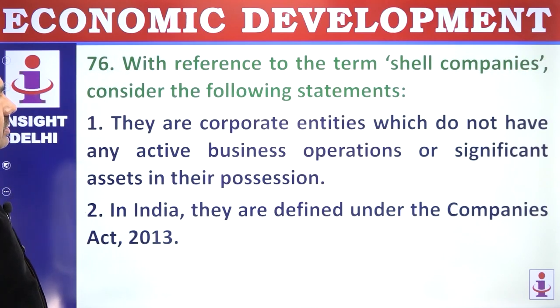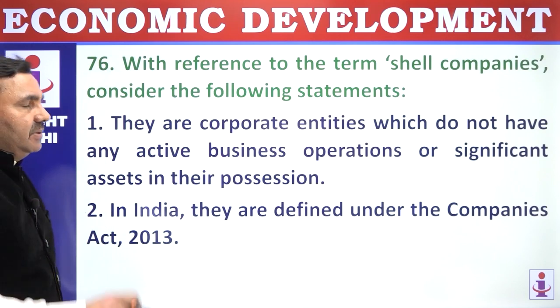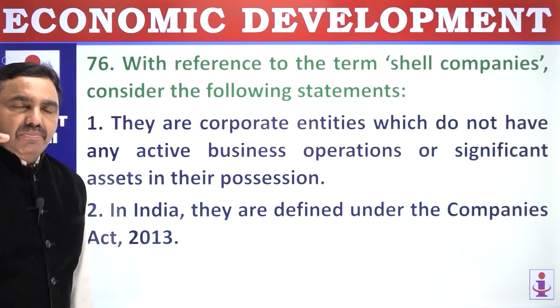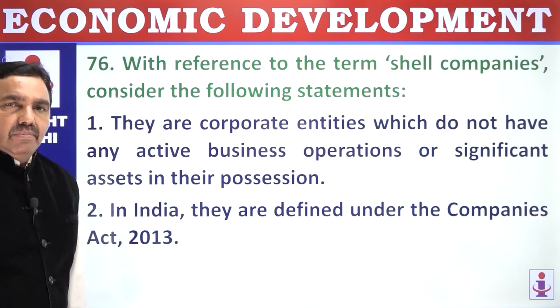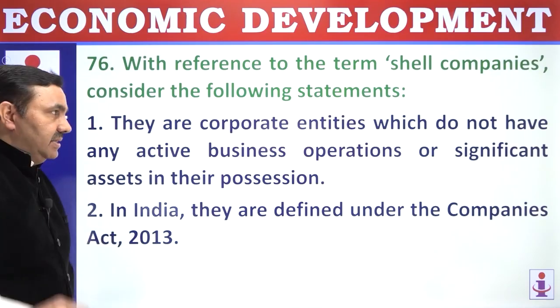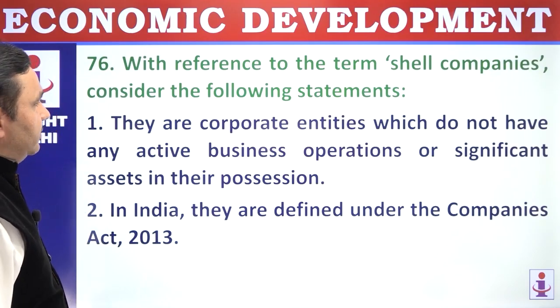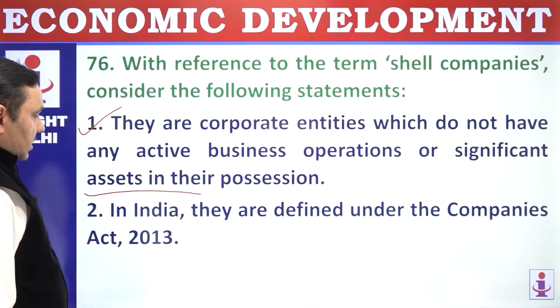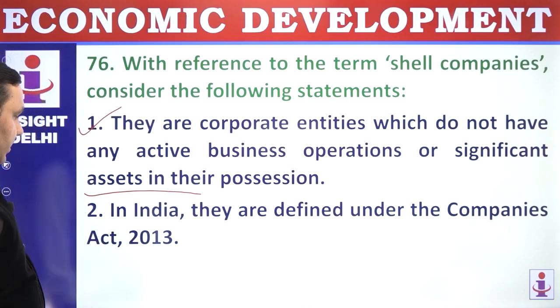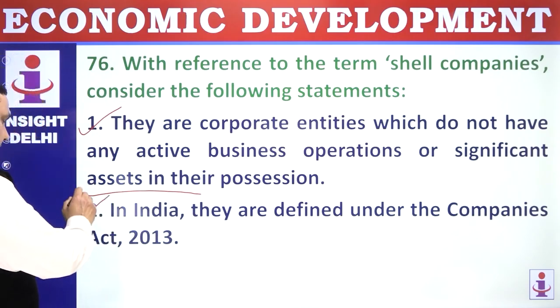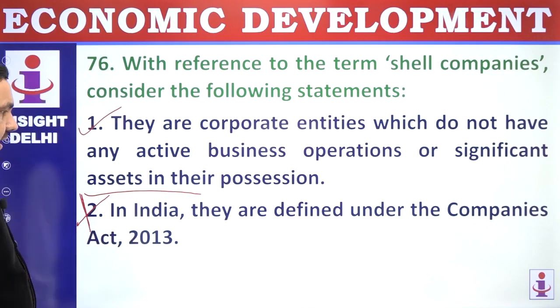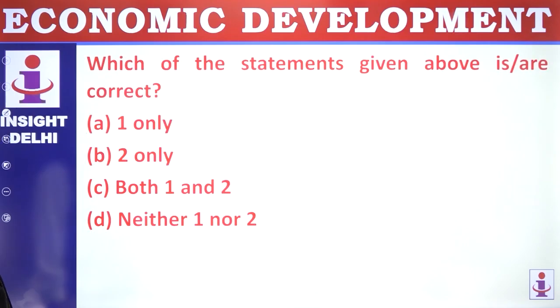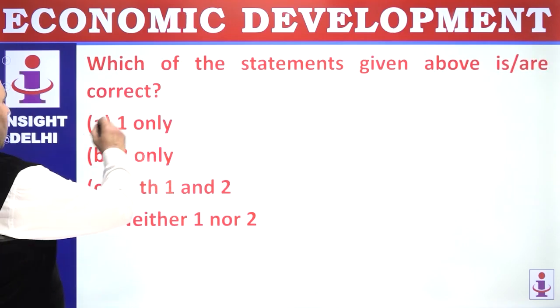With reference to the term shell company, it means the companies which are just existing only on paper to make black money, white money. They do not do any business. They are corporate entities which do not have any active business. In India, they are defined under PMLA, Prevention of Money Laundering Act, and some similar crime-related acts, not under companies law. Only 1.